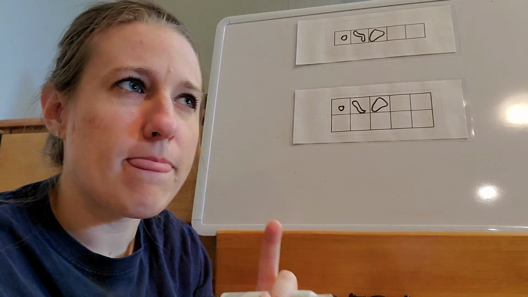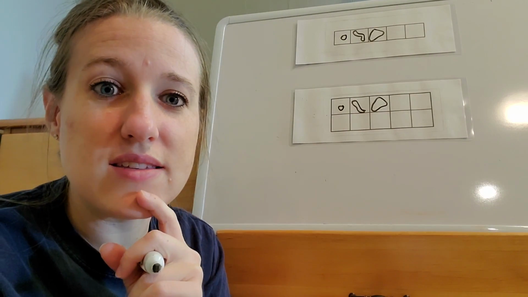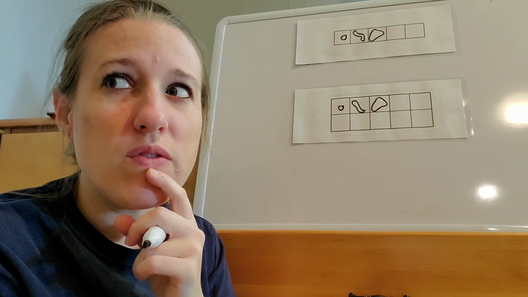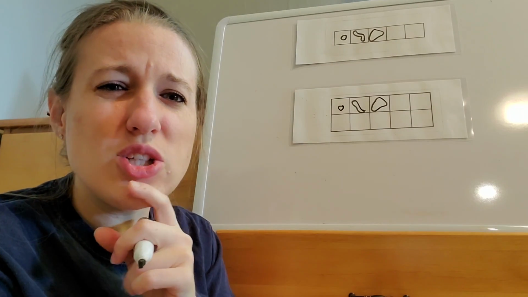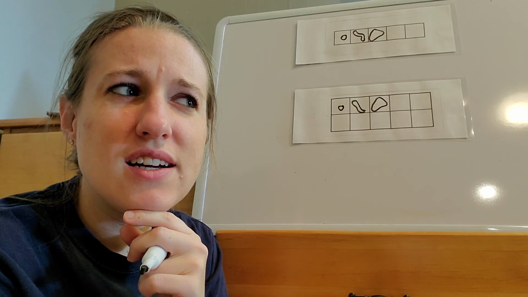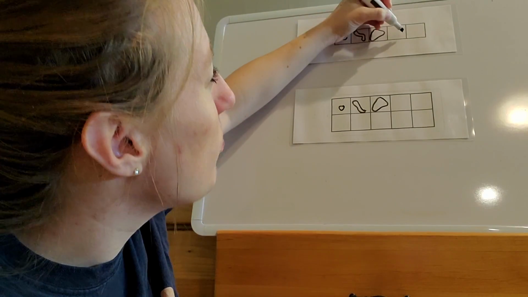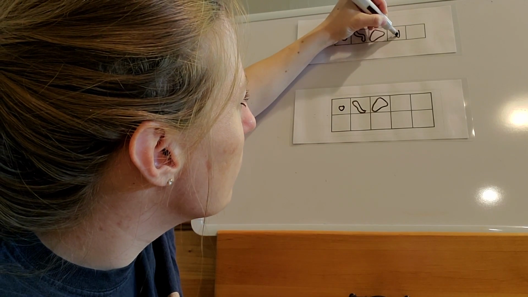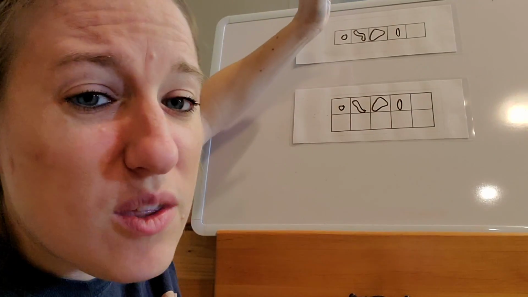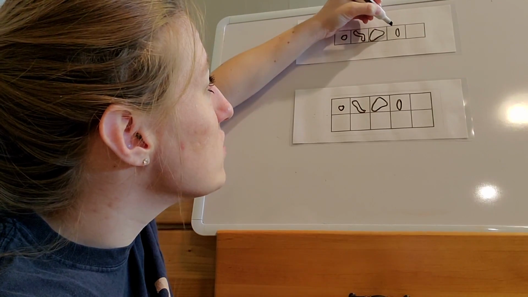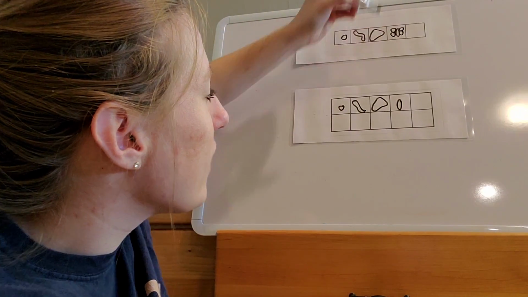Now, the caterpillar is in the chrysalis and he metamorphosizes, he changes into a butterfly, right? Now a butterfly has an oval body. And then we're going to draw 4 circles for his wings. 1, 2, 3, 4.